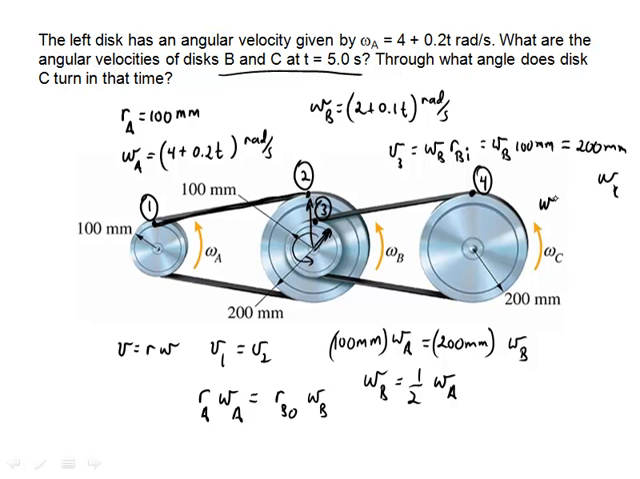So that tells me that omega C is equal to 1/2 omega B. So omega C must equal 1 plus 0.05 t radians per second. And if I want to know what those values are at 5 seconds, I simply need to plug those into the equation. So the belt's translational velocity is related to the angular velocity. And by using those relationships, I can find out how one pulley affects the others.